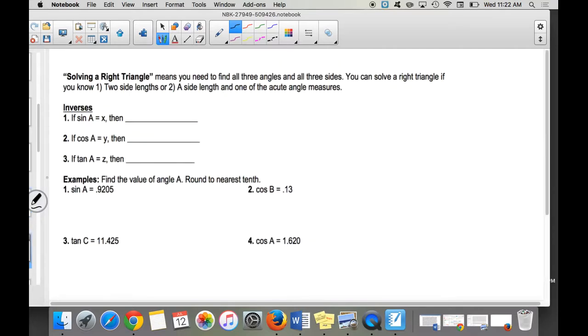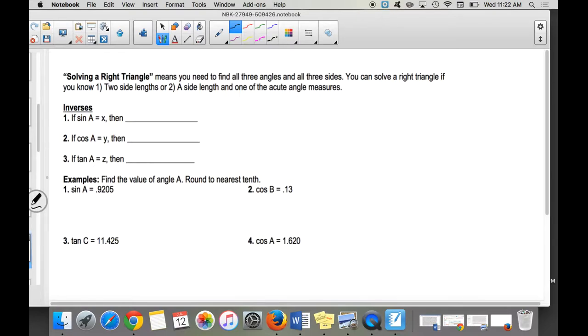All right, so solving a right triangle. Whenever instructions say solve the right triangle, that means you need to find every single side length and every single angle. So you'll always have three things. So you'll either have two side lengths and a right angle, which is three things, or you'll have a side length and one of the acute angle measures. So as long as you have two things, you're good to go. You can solve the rest of it.